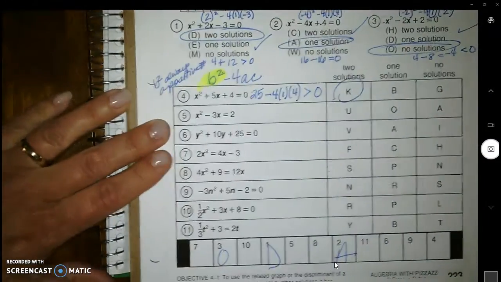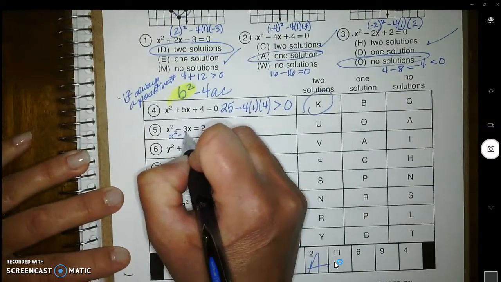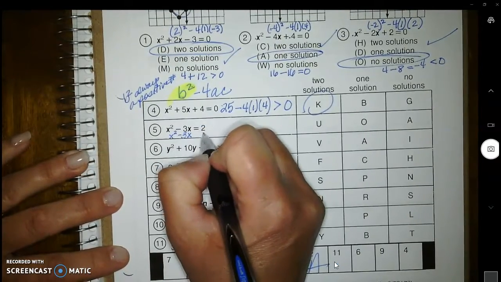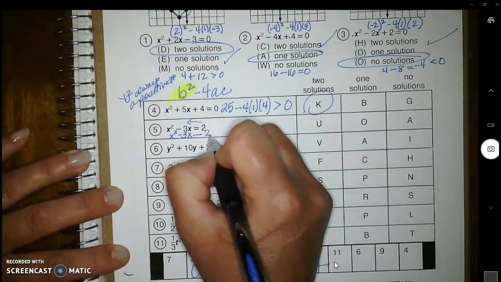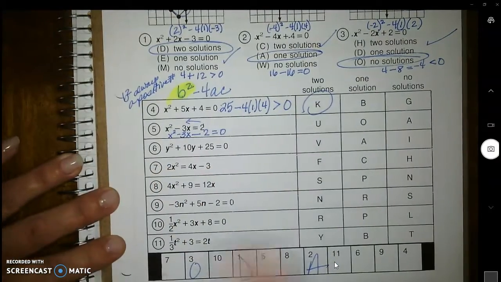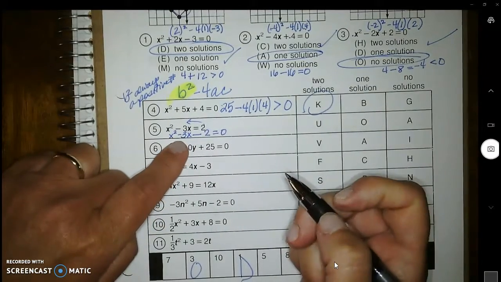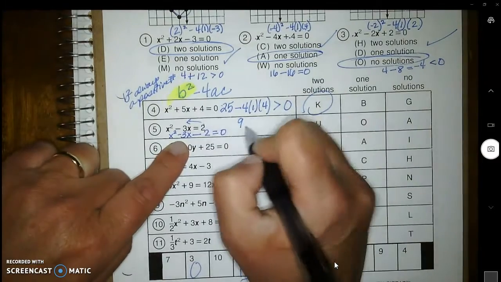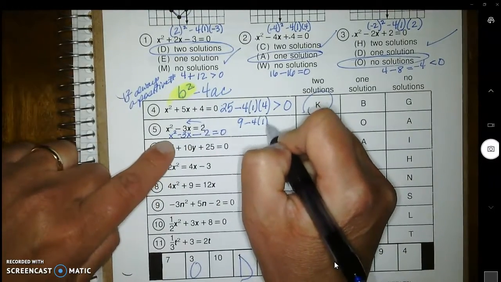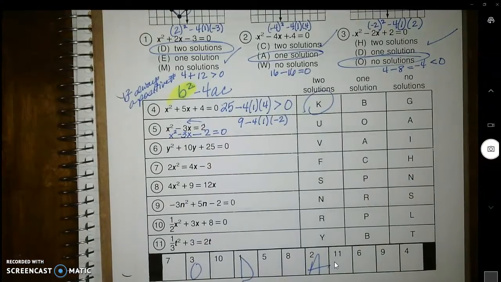And so we have to rearrange this problem. So I'm going to rearrange it to be x squared minus 3x, and I'm going to bring this 2 to the other side, so it's a minus 2. Okay, so I'm subtracting it over to the other side. And here we go. What is b squared? So negative 3 times negative 3 is positive 9. Minus 4 times 1 times negative 2. Now it's a negative 2.